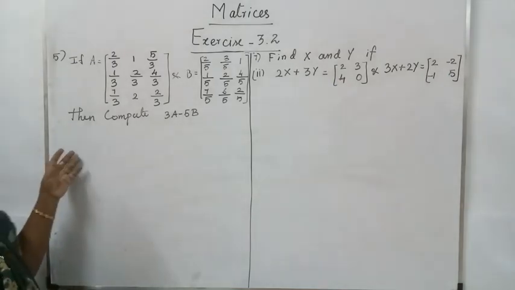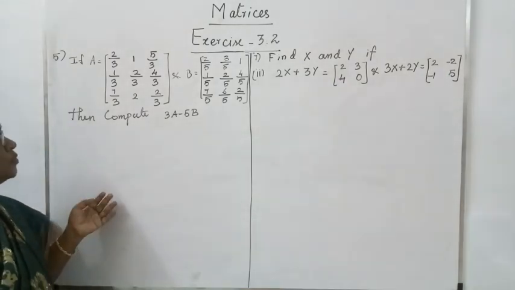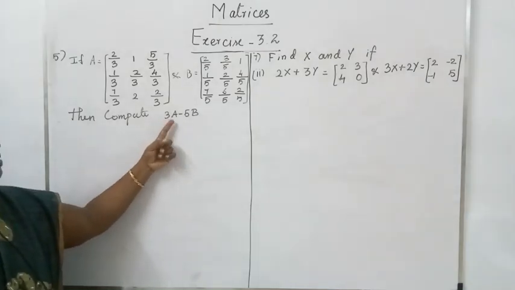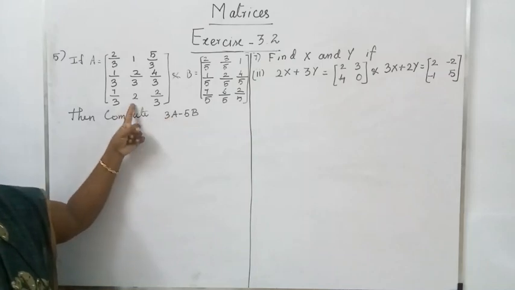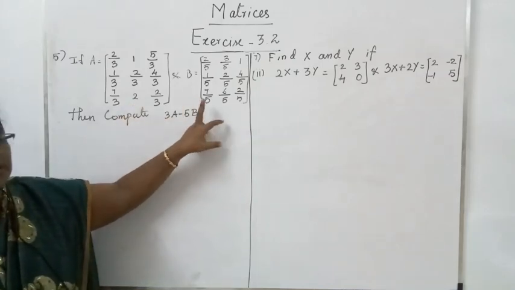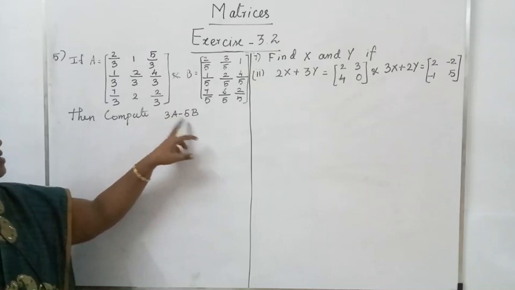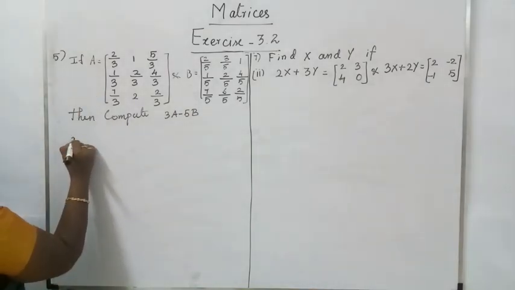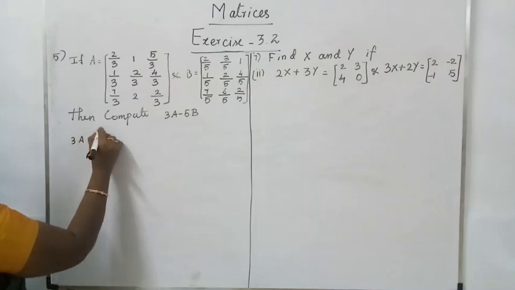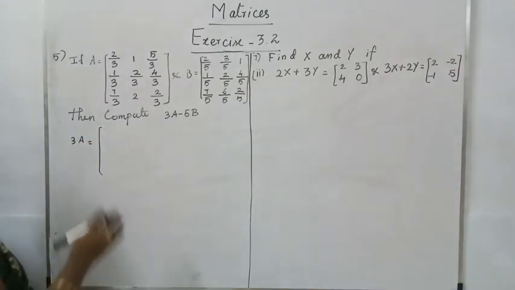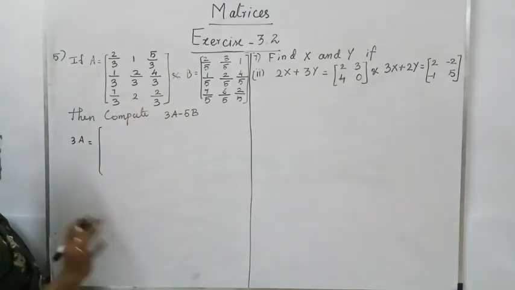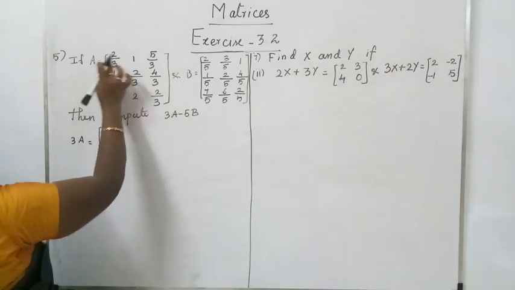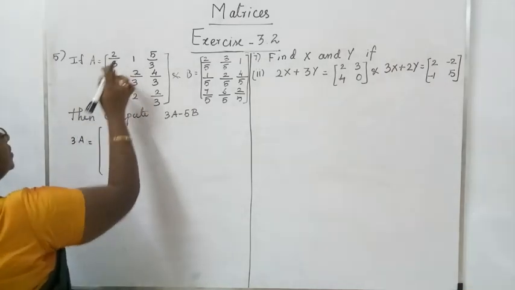This is the fifth problem in exercise 3.2. This problem is to get practice in scalar multiplication: 3 into A. The scalar 3 has been multiplied with the matrix A and the scalar 5 has been multiplied with the matrix B, and then these two have to be subtracted. So now 3 into A. Scalar multiplication means the scalar has to be multiplied with each and every element of the given matrix. So 3 has to be multiplied with each and every element over here with A.